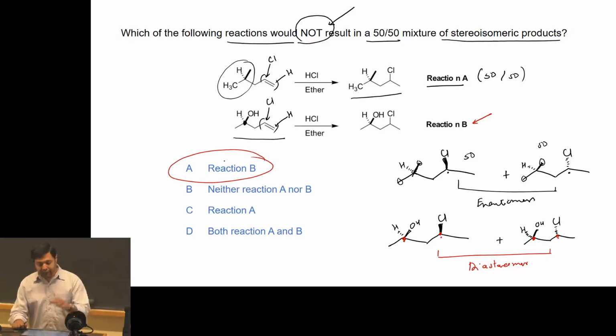All right. So always keep in mind you will get a 50-50 only when you're forming enantiomers as the product. Any other case, you will not get a 50-50. All right.